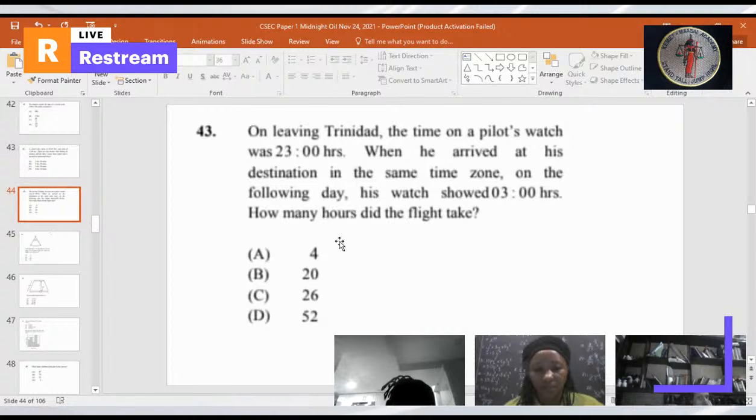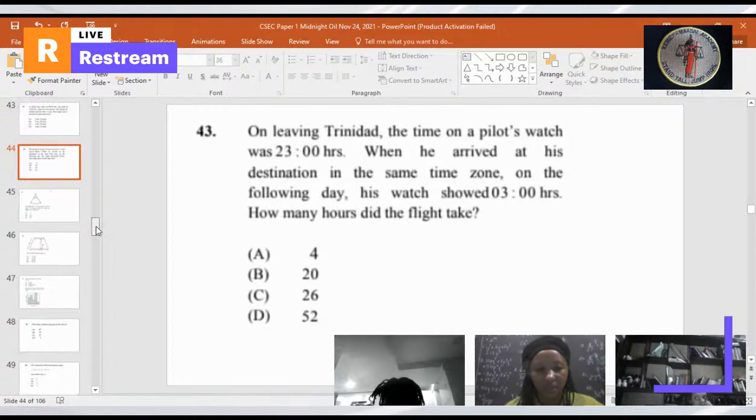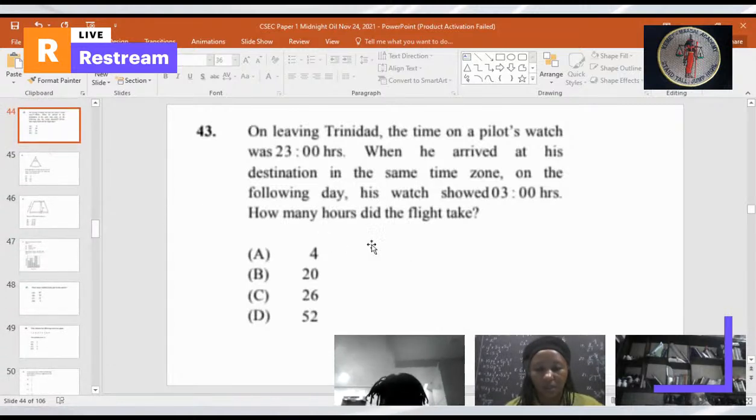Dreshan, this one is yours, number 43. Okay, miss. On leaving Trinidad, the time on a pilot's watch was 2300 hours. When he arrived at his destination in the same time zone on the following day, his watch showed 0300 hours. How many hours did the flight take?